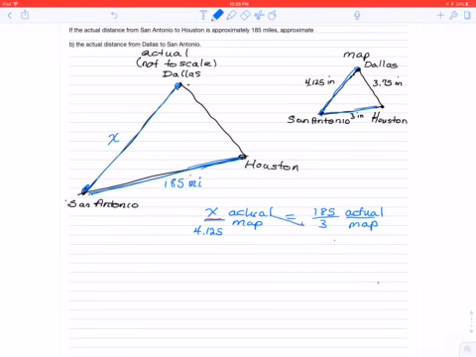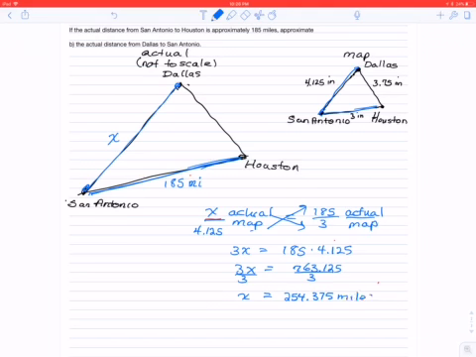So I'll cross multiply. I have 3x equals 185 times 4.125. So 3x equals 763.125. Dividing both sides by 3 to get x by itself, I see that x equals 254.375 miles as the actual distance between Dallas to San Antonio.